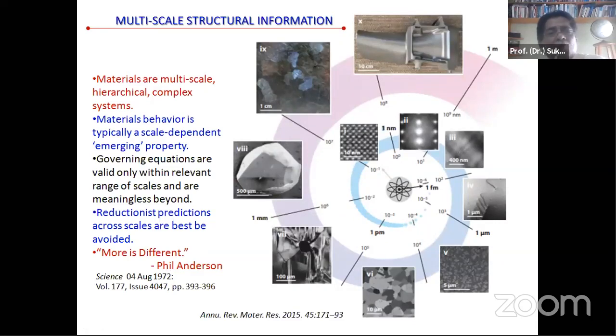So to summarize, the multi-scale structural information: the materials are multi-scale hierarchical complex systems. Materials behavior is typically a scale-dependent emergent property. Emergent means it is not always possible to predict in advance, knowing from a reductionist approach, knowing the constitutive equations at a lower level of association, lower level of assembly. It is not always possible to predict what is going to happen at a higher level of assembly, at a hierarchically higher scale of assembly. Then governing equations are valid only within a relevant range of scales and are meaningless beyond. And reductionist predictions across scales are best to be avoided.